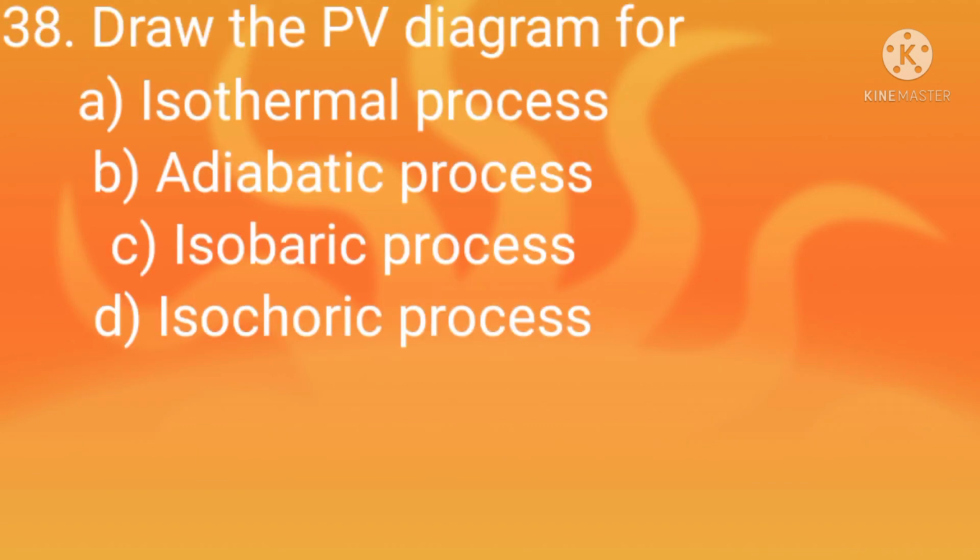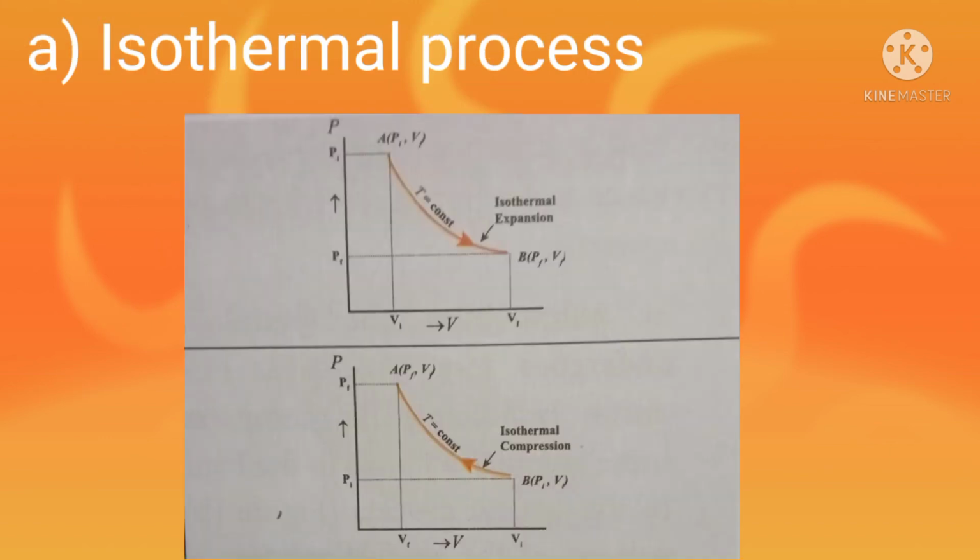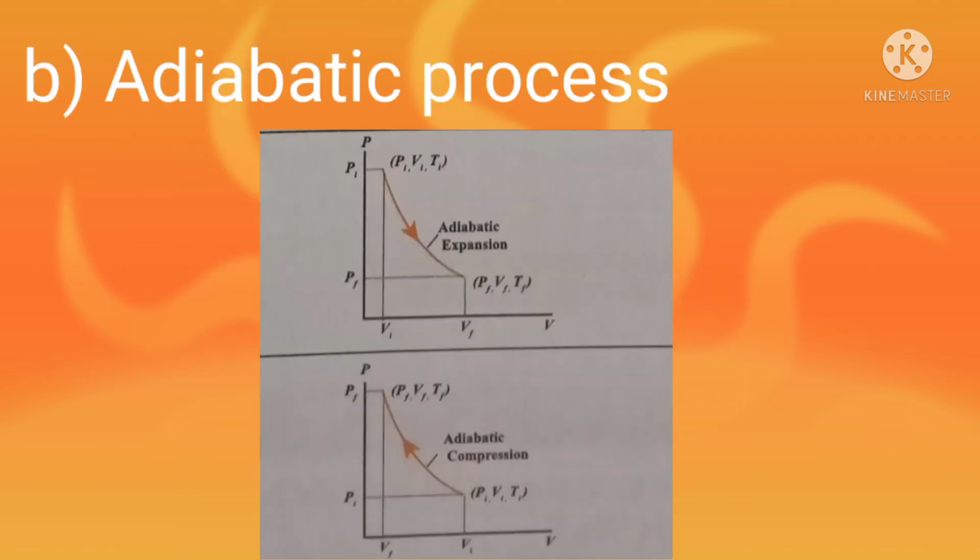The next question is, draw the PV diagram for isothermal process, adiabatic process, isobaric process and isochoric process. Here there are two diagrams. The first one is for isothermal expansion and the second one is for isothermal compression. You can draw any one from this and you mention that for isothermal expansion or compression. Now adiabatic process. Here also two diagrams, adiabatic expansion and adiabatic compression.